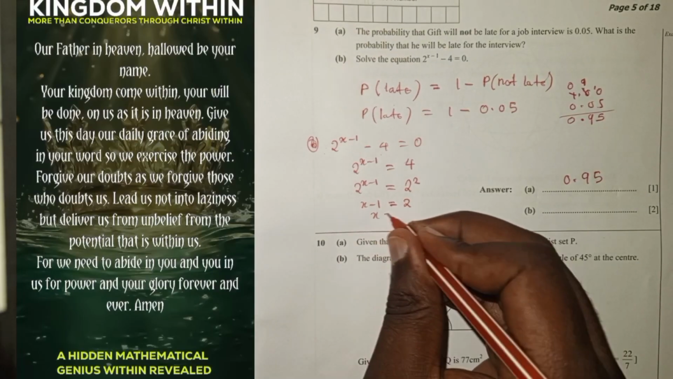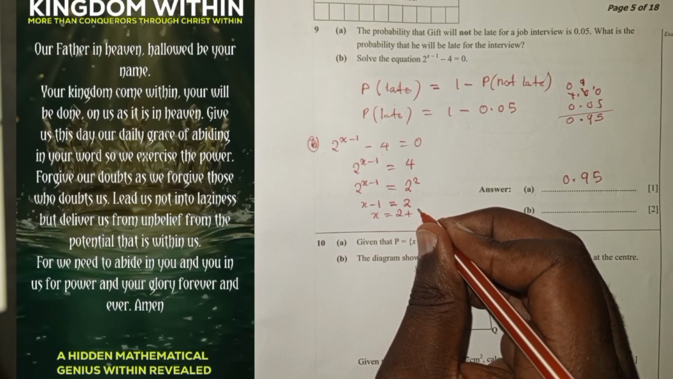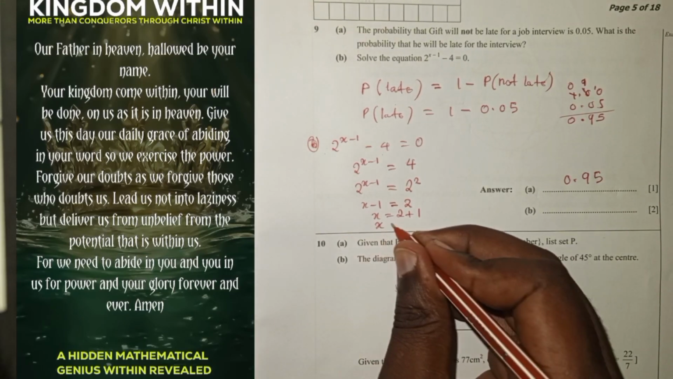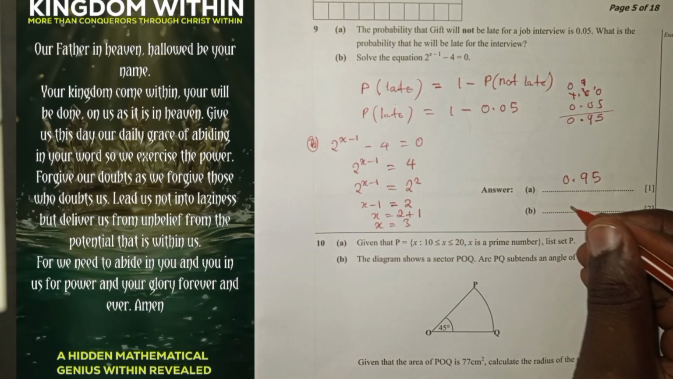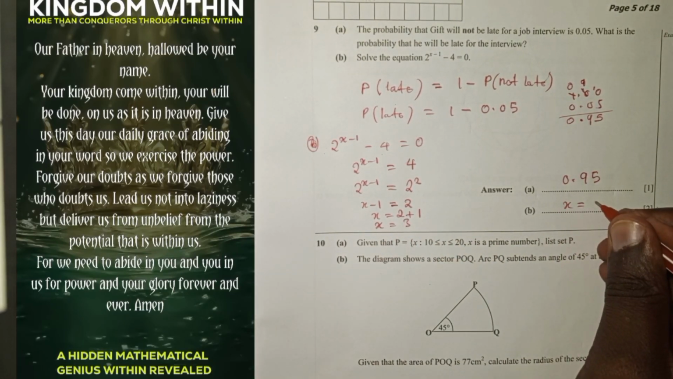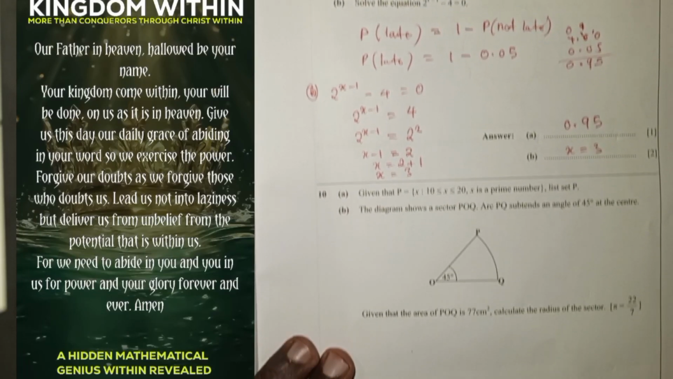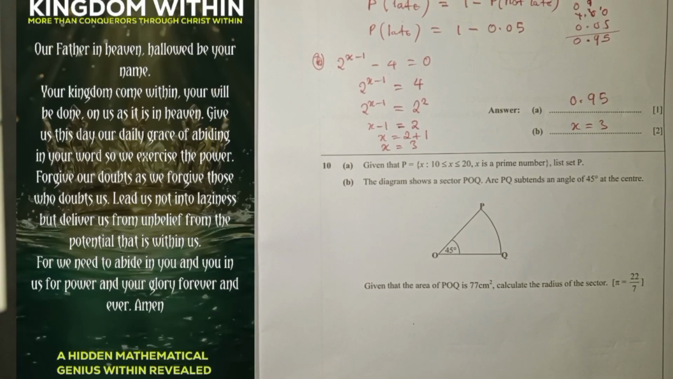So you get x is equal to 2 plus 1, and 2 plus 1 is 3. So x is equal to 3. So that's the answer. X is equal to 3. We go to question 10, the last one.